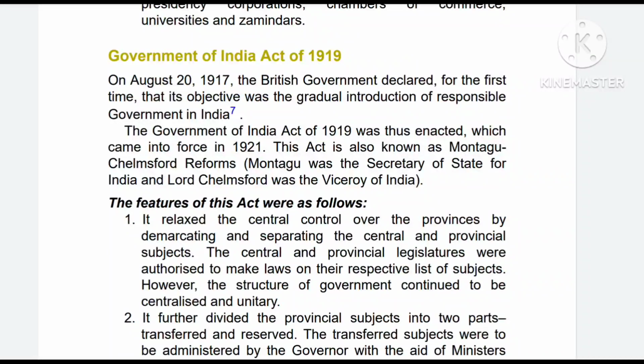The features of this Act were as follows. Number 1. It relaxed the central control over the provinces by demarcating and separating the central and provincial subjects. The central and provincial legislatures were authorized to make laws on their respective lists of subjects. However, the structure of government continued to be centralized and unitary.